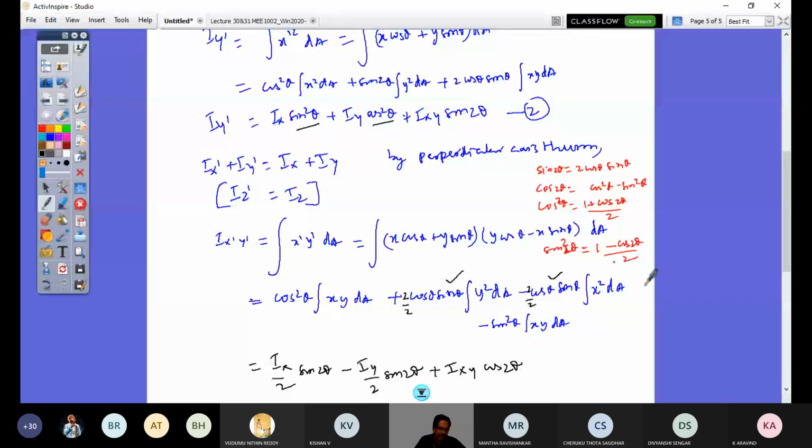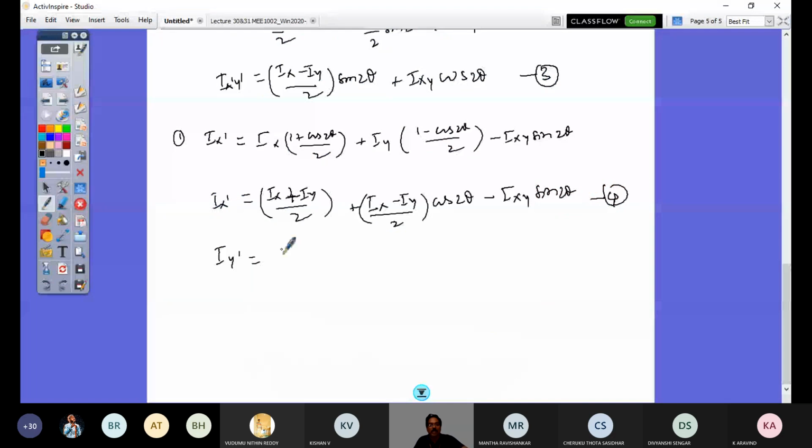Instead of plus, I would have here minus, and within bracket I will have (Ix minus Iy)/2 into cos 2 theta, and here instead of minus I have Ixy sin 2 theta. That is my equation 5, right?